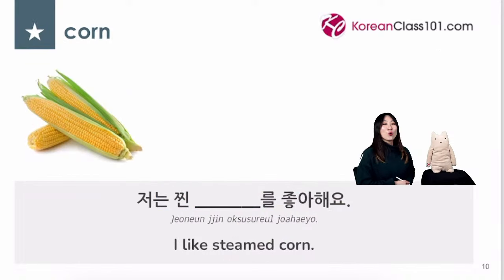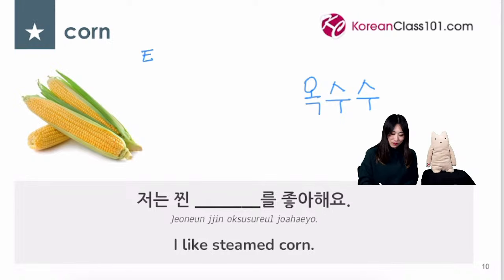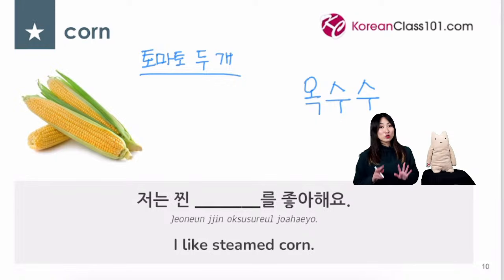Okay, now, what is this? 이거 뭐예요? What is this? This is 옥수수. 옥수수 means corn. Ah, Kwati, that's a very good one. If you want to say two tomatoes, then it's 토마토 두 개. 토마토 두 개 means two tomatoes.